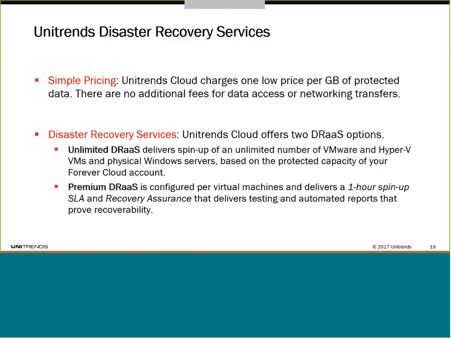Now, most of our recoveries actually are measured in seconds or in minutes, thanks to recovery assurance testing, but we do provide the 1-hour spin-up SLA so that you can report that to management and use that for compliance purposes.